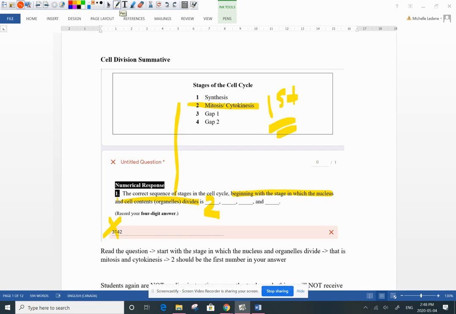But many students, most of the class actually, got this one wrong. And again, it was a reading error. I asked you to begin with the stage in which the nucleus and cell contents divide, and that's mitosis. So number 2 should have been the first in your answer. And again, many students did not read this carefully and did not get the correct answer.